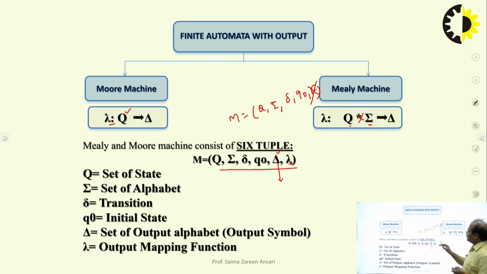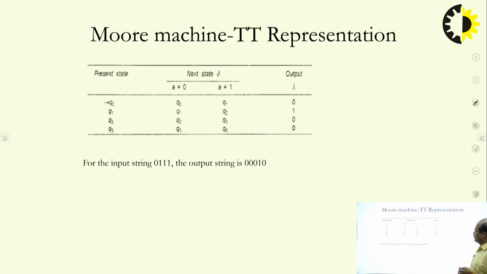So this is the basic difference between Moore and Mealy machine. In Moore machine, output function is function of the current state only. There is no effect of the input. While in Mealy machine, output is function of the current state as well as current input. Look at here. So, for example, this is Moore machine.